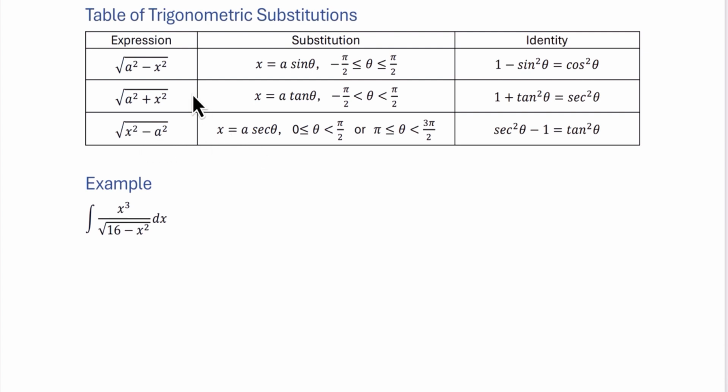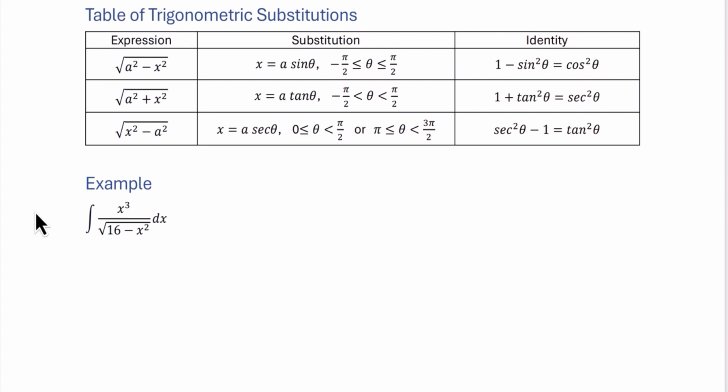Notice in all three cases we don't see an x term in these quadratics. If we do see an x term, then we'll need to do an extra step using completing the square. We'll do an example of that in a different video.